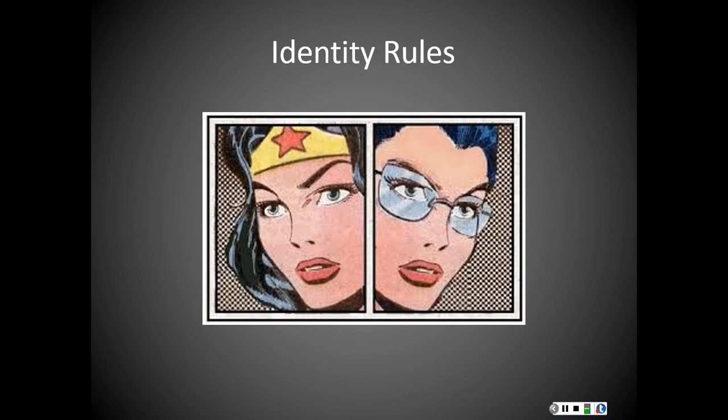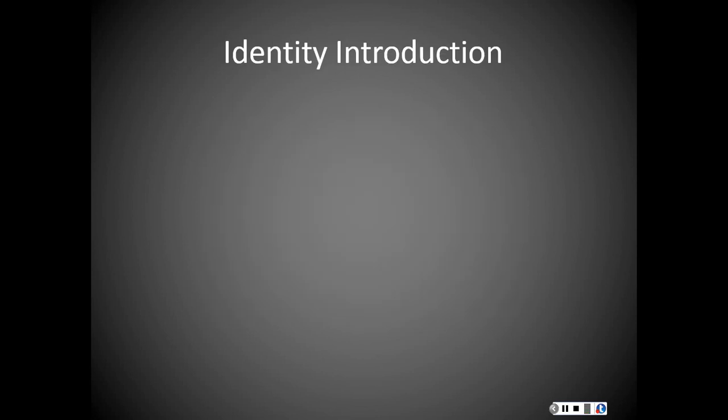But now that we've introduced a new symbol in our language, we need a couple of rules to govern that symbol. So we're going to introduce an identity introduction rule and then an identity elimination rule so that we can make inferences involving the identity symbol. So let's begin with the identity introduction rule.